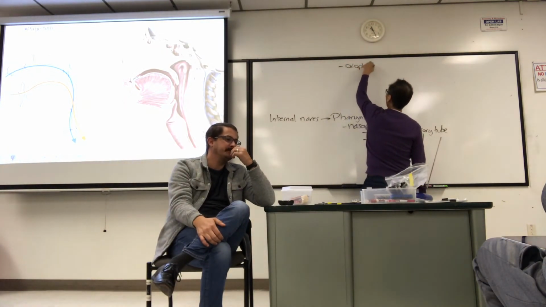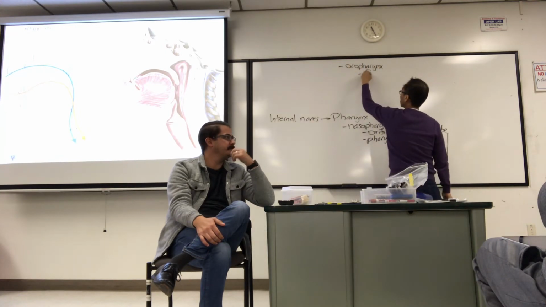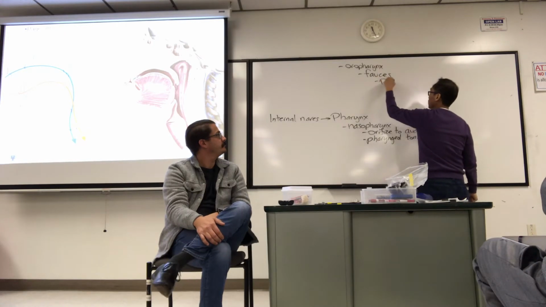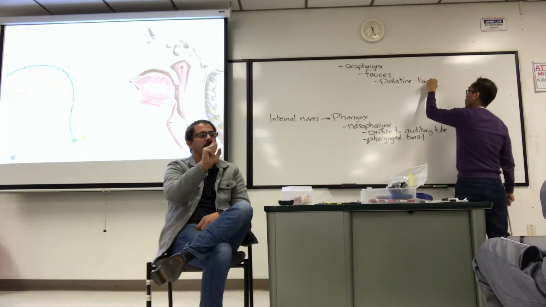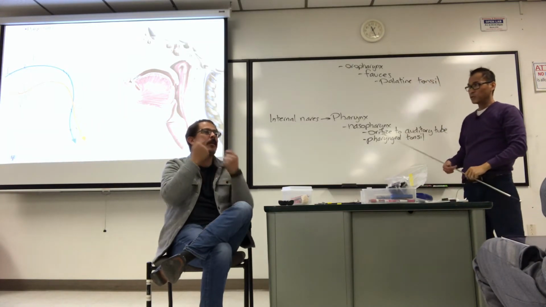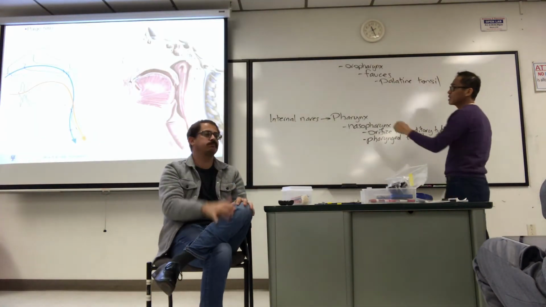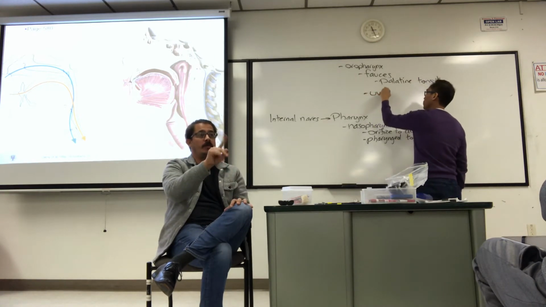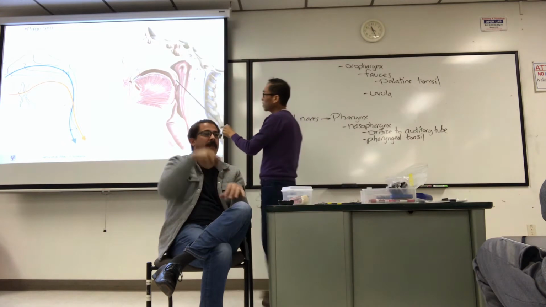Oropharynx. I said you have fauces. That has the palatine tonsil in it. More lymph tissue. Typically those are the ones removed if they become too large and swollen. And also I mentioned the uvula, which is soft palate. That little dangly piece of soft tissue that hangs down.